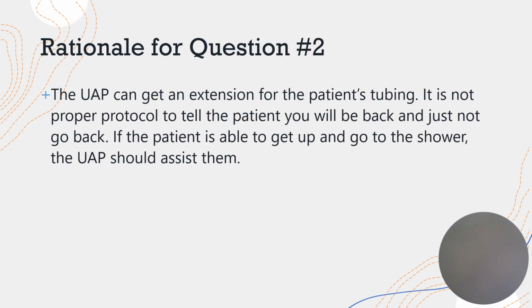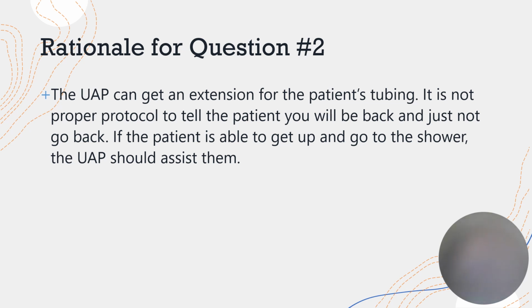This is the rationale for question number 2. The UAP can just get an extension for the patient's tubing from the supply room. This way, the patient can continue to have his oxygen tubing in his nose and it will reach to the bathroom for him to take a shower.